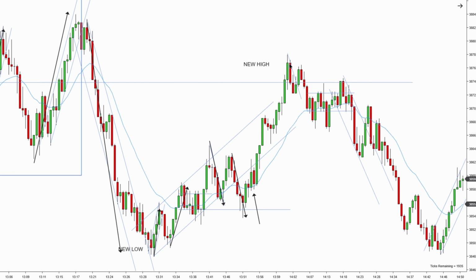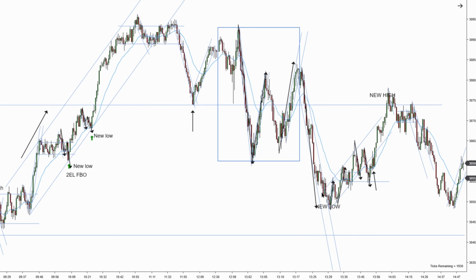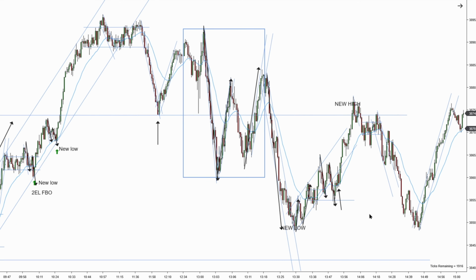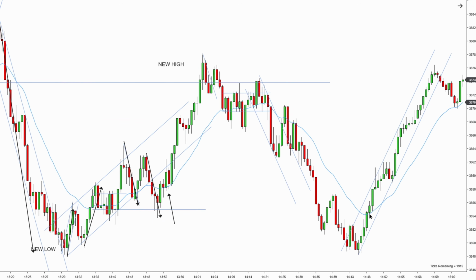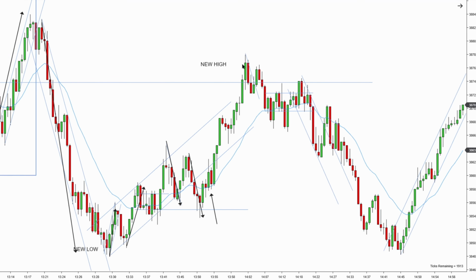So the market formed a two-legged pullback, new high. If I zoom back, you can see there's a little bullish imbalance. We didn't make it to the support, so I cannot sell just yet. In fact, I was leaning more bullish. I have a second entry long here, which worked for a scalp, 10 ticks easily.